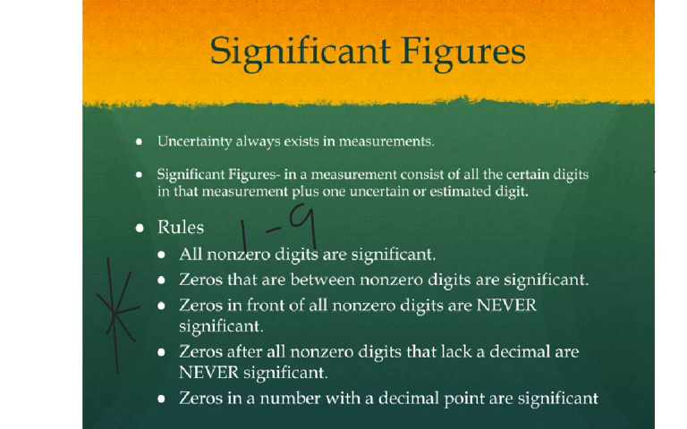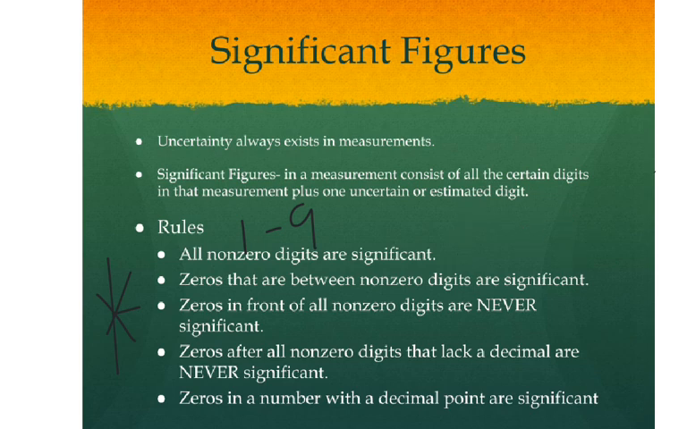Okay, so the next rule, all zeros that are between non-zero digits are significant. So that means numbers like 5002. All of those numbers are significant. There are non-zero digits on either side of those two zeros. Okay, so those two zeros do more than just hold a place.